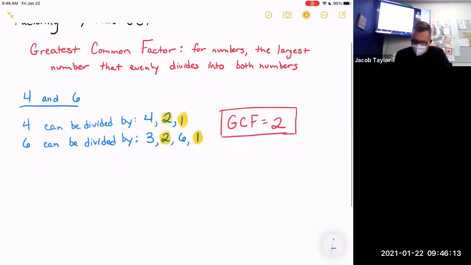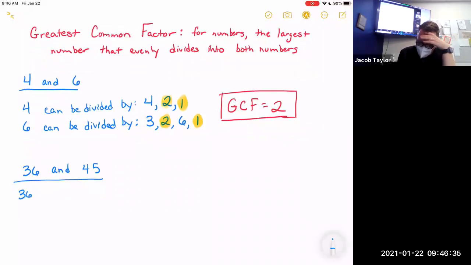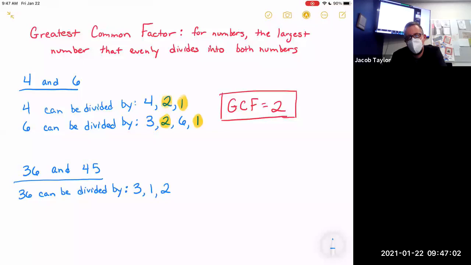Okay, let me give you two different numbers. Let's get bigger numbers. How about 36 and 45? So let's start off with 36. 36 can be divided by 1. Can it be divided by 2? It's even, right? So it can be divided by 2. So it can be divided by 1, 2, 3. Can it be divided by 4? 36 divided by 4, does that come out evenly? I think 36 divided by 4 is 9, right? So 4 works.